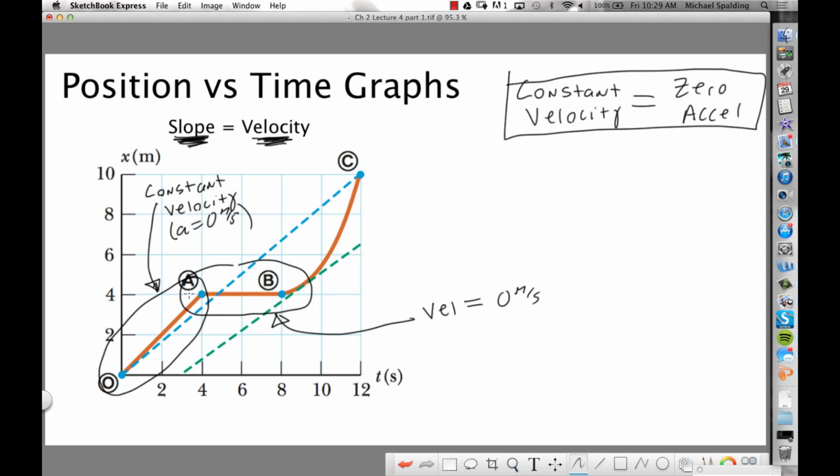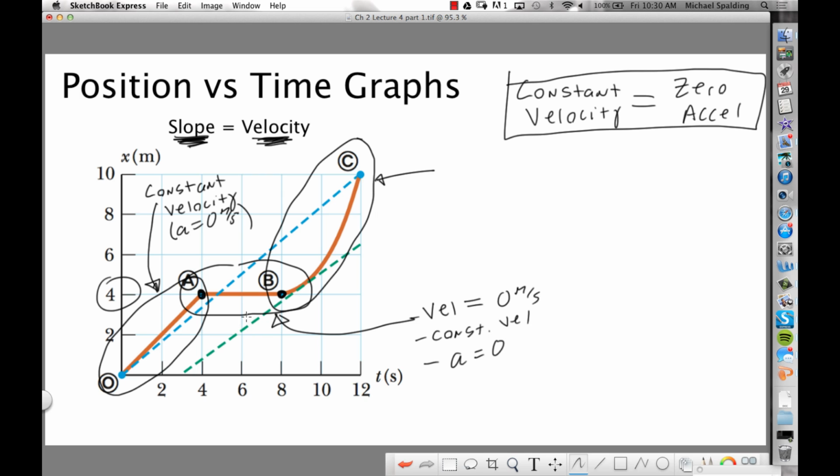Or another way to think about it is to just imagine the object, say a person walking. What is happening from A to B? The object is staying at the 4-meter position. The object is not moving. There is no motion from point A to point B. So the velocity is 0, which is also a constant velocity. And if the velocity is constant, the acceleration is 0. So we have a constant 0 velocity. Now, from B up to C, what's going on there?